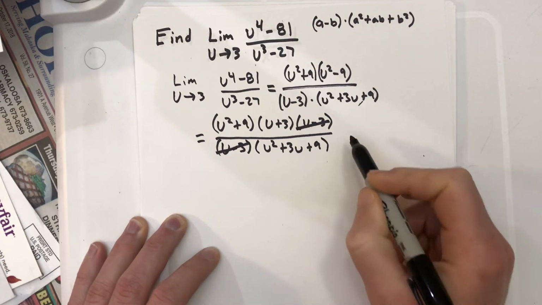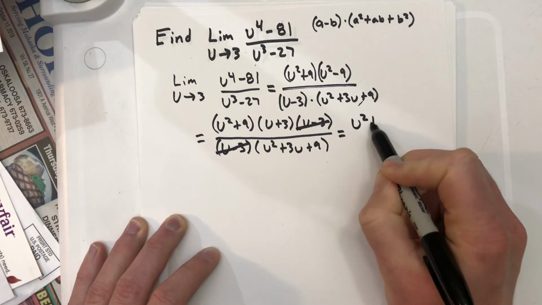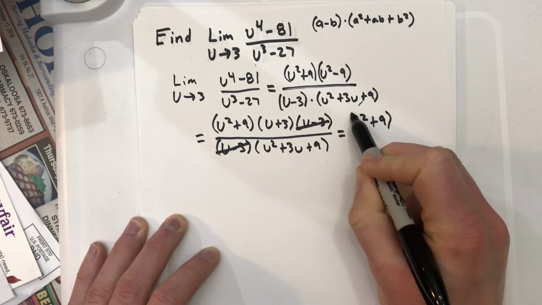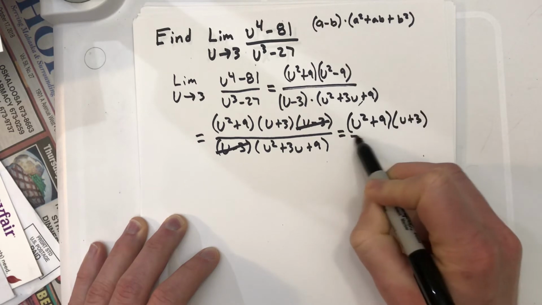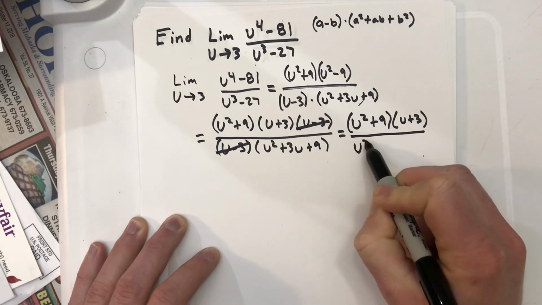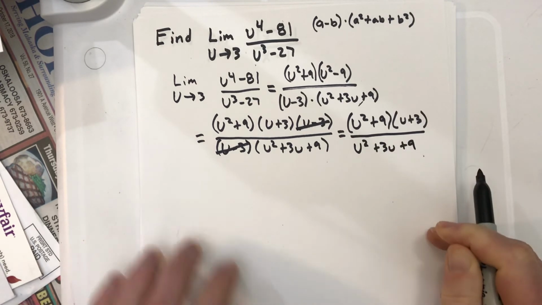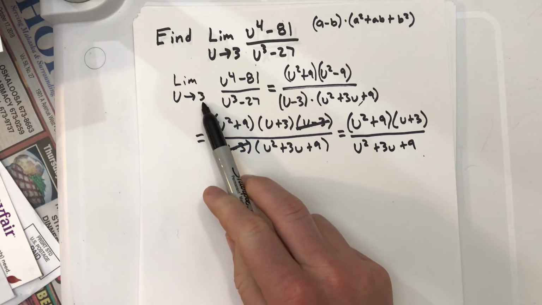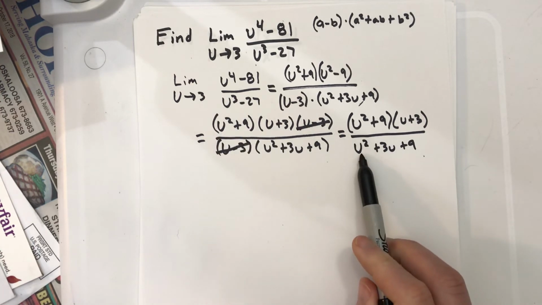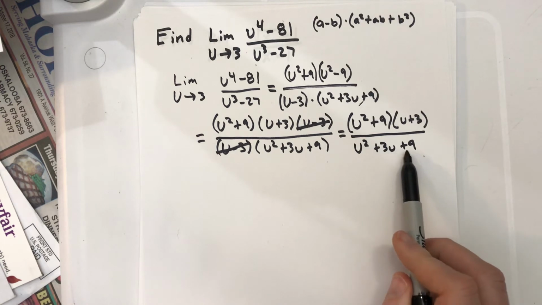That's going to leave me with u squared plus 9, u plus 3 over u squared plus 3u plus 9. So I can now take a look here. If I take 3 and I plug it in here, notice you'll get 3 squared, which is 9. You get 3 times 3, which is 9, and you get 9 here.